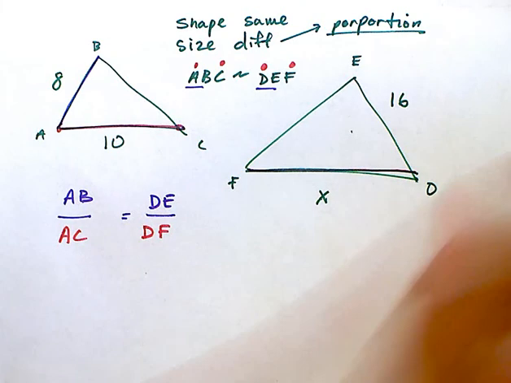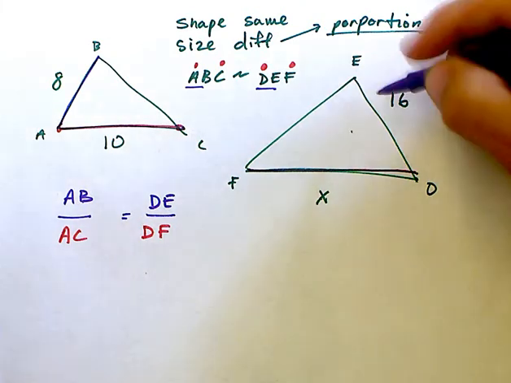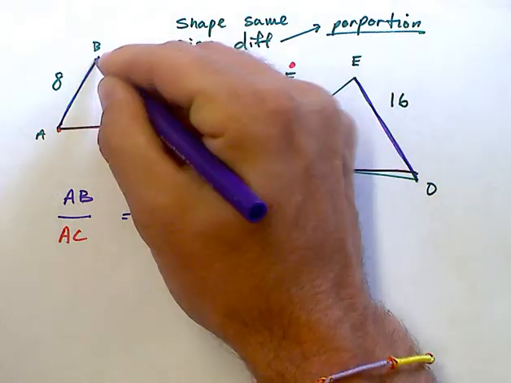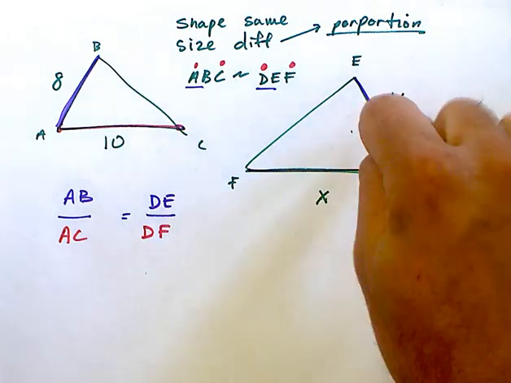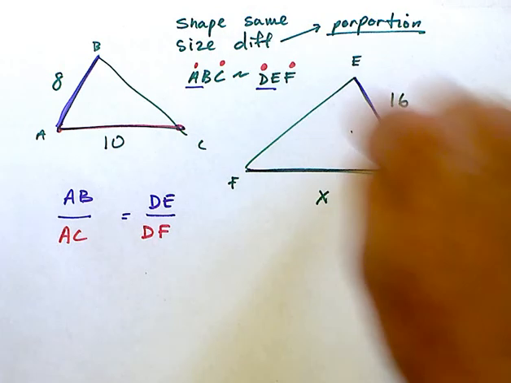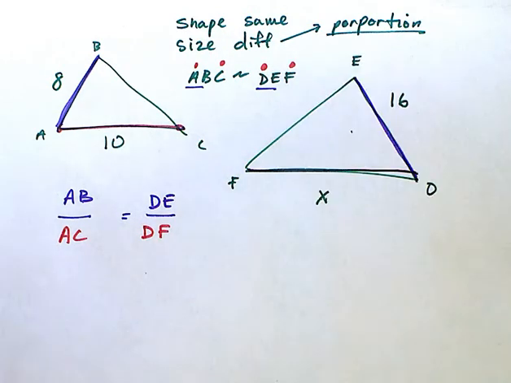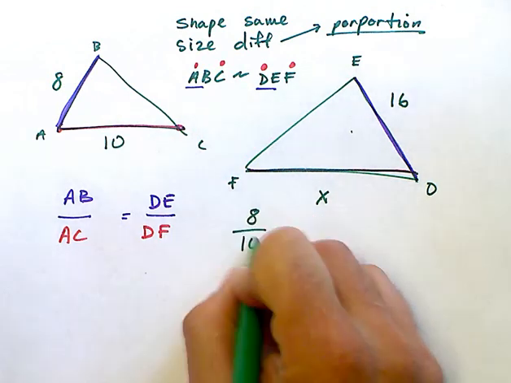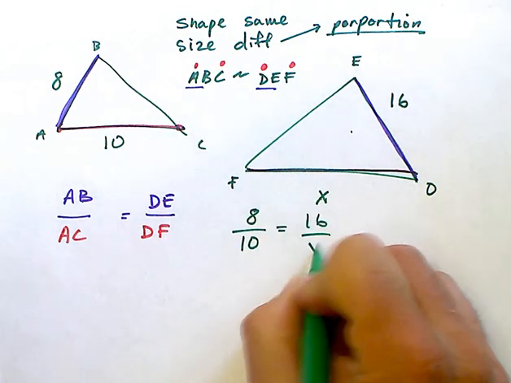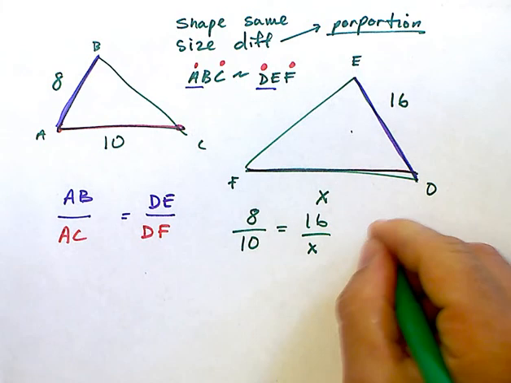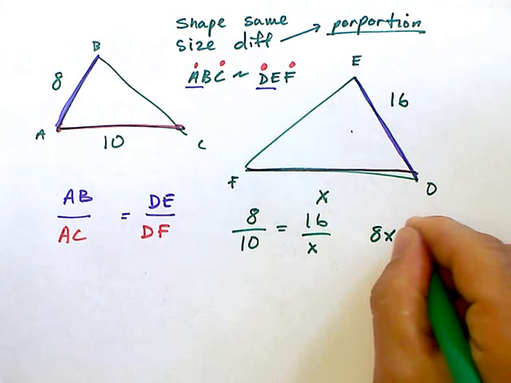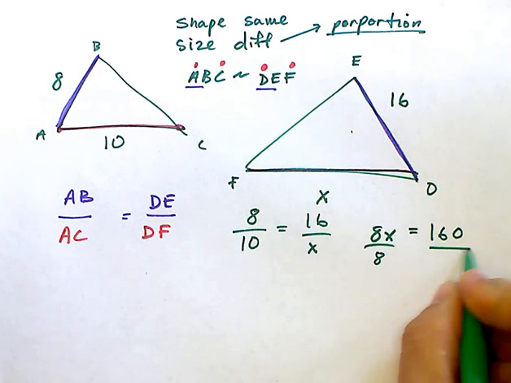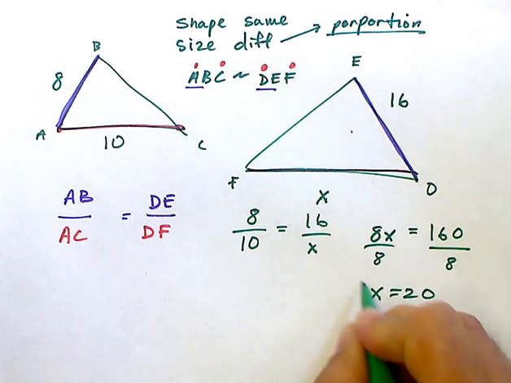Now I can set this up. Let's put the purple here so we see that these colors are showing that these are corresponding parts, meaning they're in the same location of a different triangle. Now what do I have? I have 8 over 10 is the same as 16 over x. And if I'm trying to solve a ratio, all I'm going to do is just cross multiply. 16 times 10 is 160. Divide by 8. And x is equal to 20. And that's how I solve for the side here.